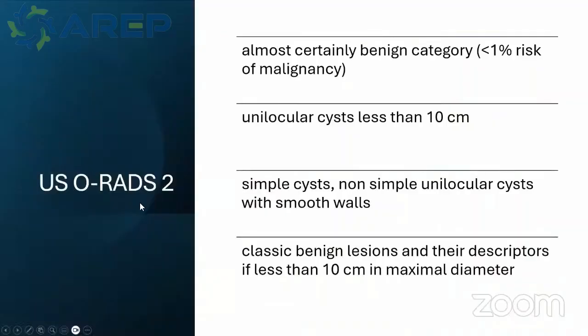Now coming to ultrasound O-RADS 2 category. These are almost certainly benign lesions with a less than 1% risk of malignancy. Here we include all the unilocular cysts which are less than 10 centimeters. The unilocular cyst can be a simple cyst or a non-simple unilocular cyst with smooth wall. And additionally, we also include the classic benign lesions which are less than 10 centimeters in diameter.